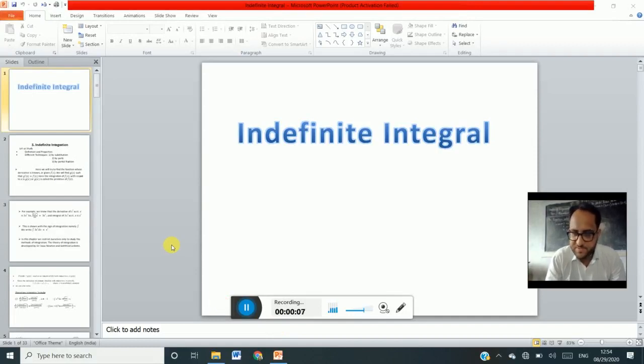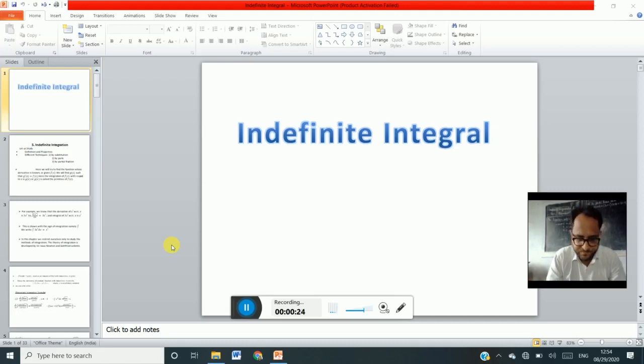So yesterday in the previous class we completed the second chapter of our syllabus, that is application of derivative. Now the next chapter is indefinite integral, right? So today we will see that.